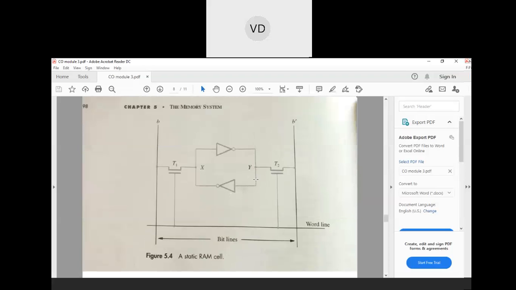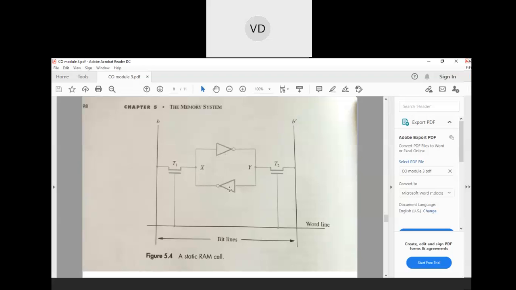So in the static RAM we are using two inverters cross connected to form a latch. This latch is used to store or retain the value which is present in that particular cell, and this latch is connected to the bit lines b and b dash by using the two transistors T1 and T2. These transistors T1 and T2 are acting like switches. When this switch is kept open, meaning the word line is at the ground level, whatever bit value is present in this circuit will be stored or retained.